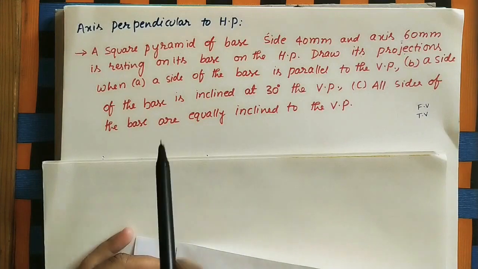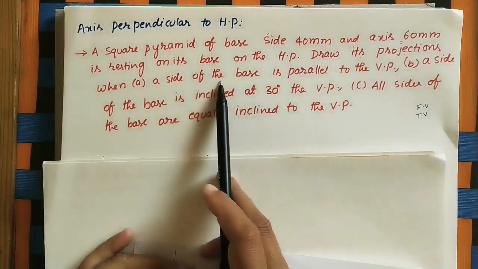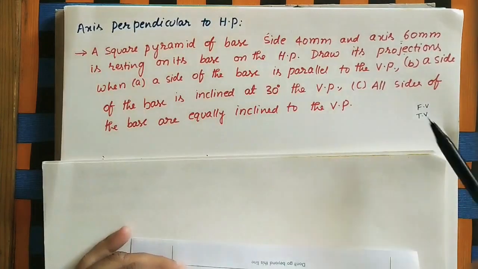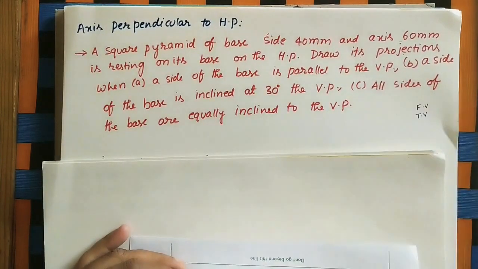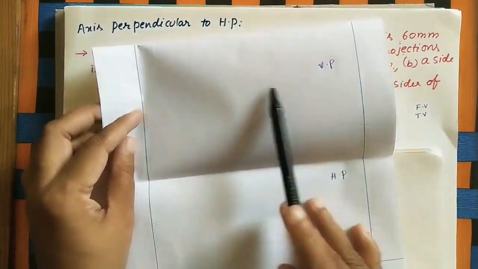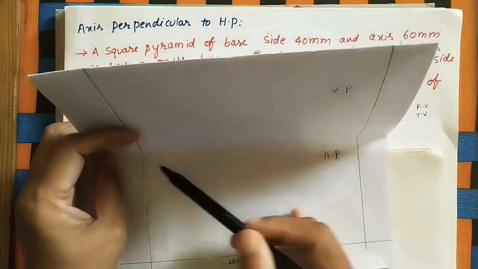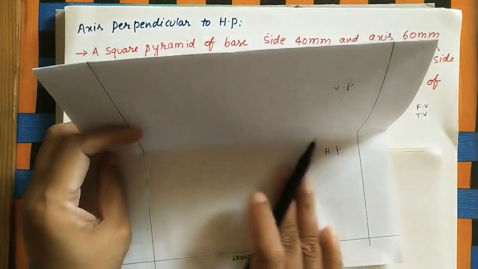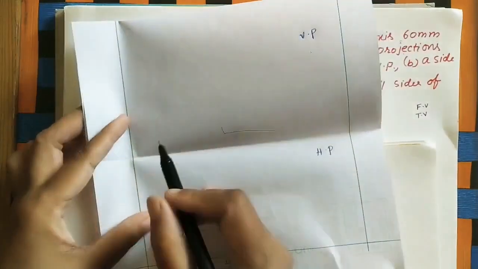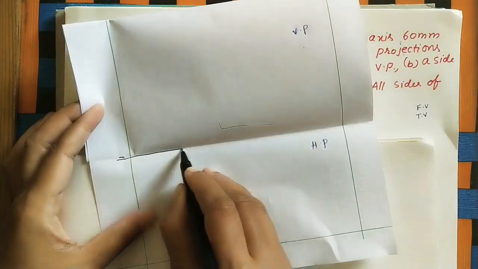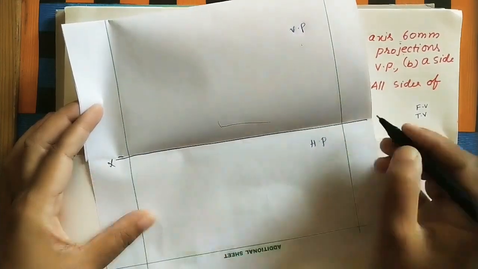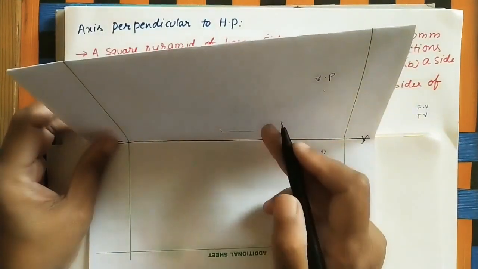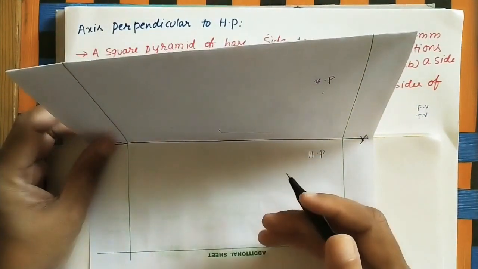In the given question, first let us take the first case: a side of the base is parallel to the VP. First take the vertical plane, VP, and take the horizontal plane. Here I took the first quadrant. In the first quadrant, this is the vertical plane and this is the horizontal plane, and the line joining both planes is the XY line. We are calling this XY line the reference line also. The angle between these two is 90 degrees; both are perpendicular to each other.